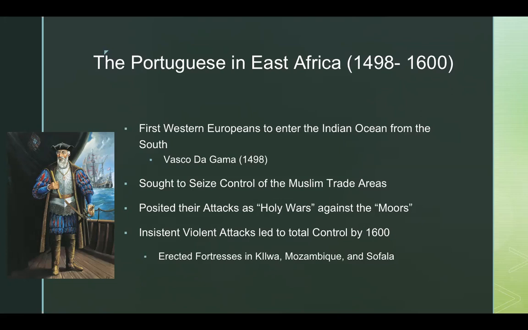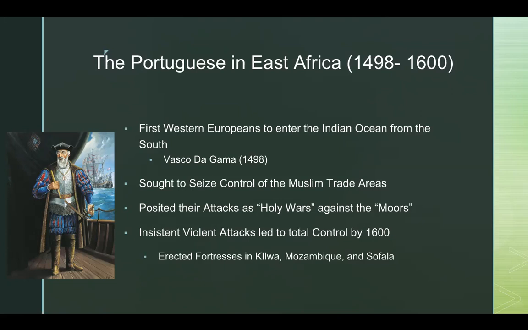For example, listen to this. One of the things that they sought to do, the tactic that they adopted, was to sail through with heavily armed ships into the harbors of the more important towns, Kilwa, Mombasa, and the likes. Then they demanded that the ruler of the town become a Portuguese subject and pay a heavy annual tribute to the King of Portugal. And if these demands were not met, the town was attacked, all its possessions were seized, and any Muslims who resisted were killed. And again, this was justified as part of the holy war against the Moors.